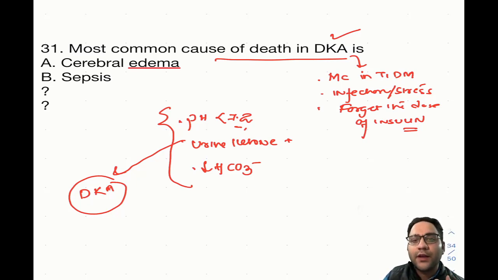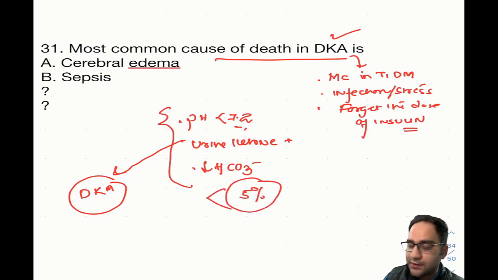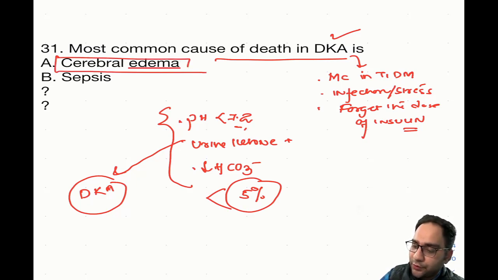Prompt recognition of diabetic ketoacidosis is very important because it's a treatable condition, it's a treatable emergency. The mortality rate is less than 5% in a good setup. But the cause of death in diabetic ketoacidosis is usually due to cerebral edema. There is no other cause. The most common cause of death is mostly cerebral edema. Okay.